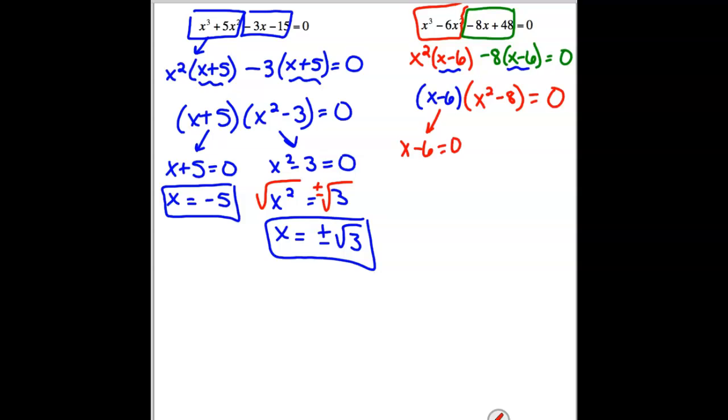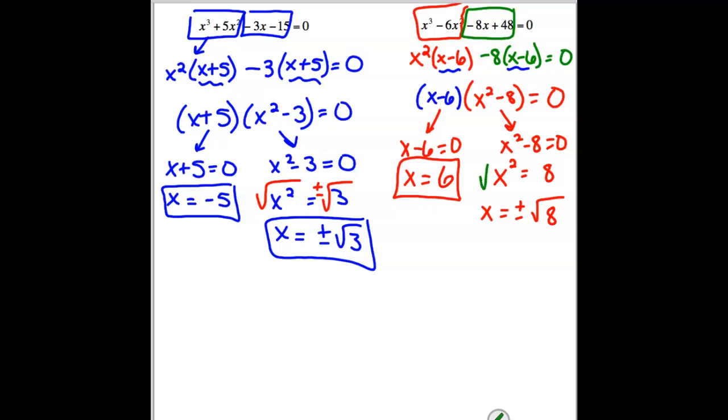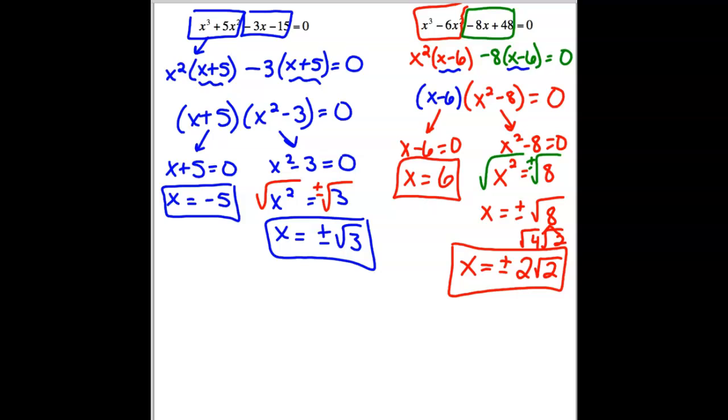Set them equal to 0, and solve for x. So you should have gotten x equals 6, and for here, x squared is 8, so x would be plus minus the square root of 8. We can break that one down. We can think of it as 4 times 2. So your simplified answer would be x equals plus minus 2 root 2. All right, so one of your zeros or solutions is 6. You have a positive 2 root 2, and you have a negative 2 root 2.